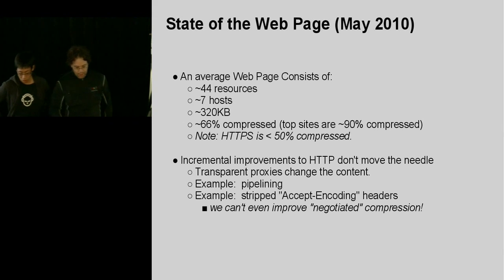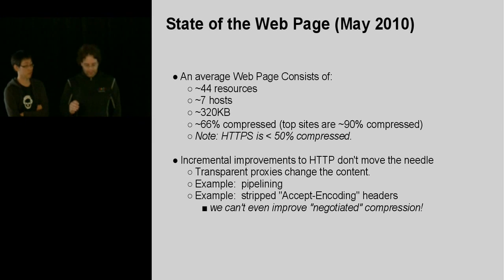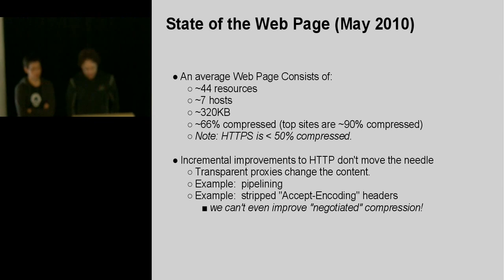Alrighty, so first thing we'll talk about is what a web page looked like around May 2010. We'd already done some work on Speedy by then, but this is still basically informative. It's actually gotten worse than this in many ways. So the average web page has a whole bunch of resources, contacts a whole bunch of hosts. It is in the hundreds of kilobytes, and it is nowhere near as compressed as it should be.